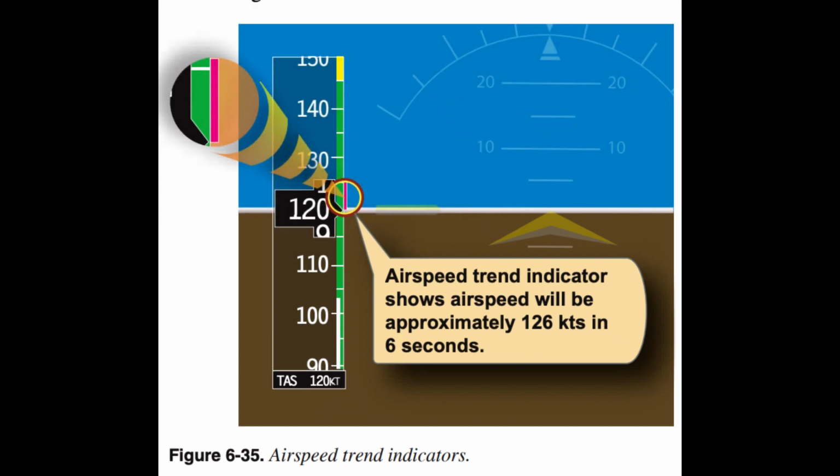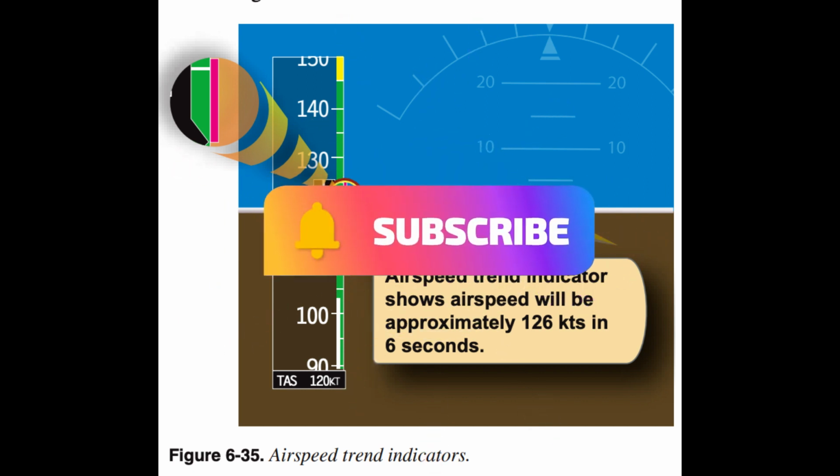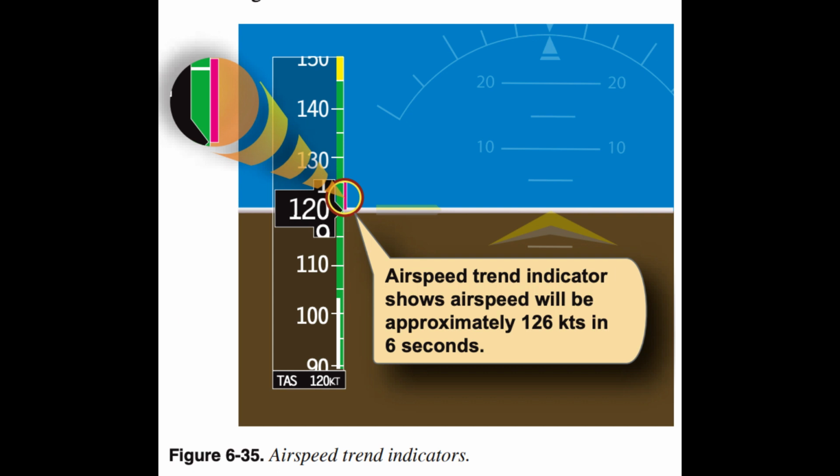One improvement the glass panel displays brought to the general aviation industry is the trend vector. Trend vectors are colored lines that appear on the airspeed and altitude tapes, as well as on the turn rate indicator. The color of the line may vary depending on the airplane manufacturer. For example, on a Cirrus SR20, the trend vector lines are magenta, and on the B737 they are green. These colored lines indicate what the associated airspeed, altitude, or heading will be in 6 seconds for the Cirrus SR20 and 10 seconds for the B737 if the current rate is maintained.